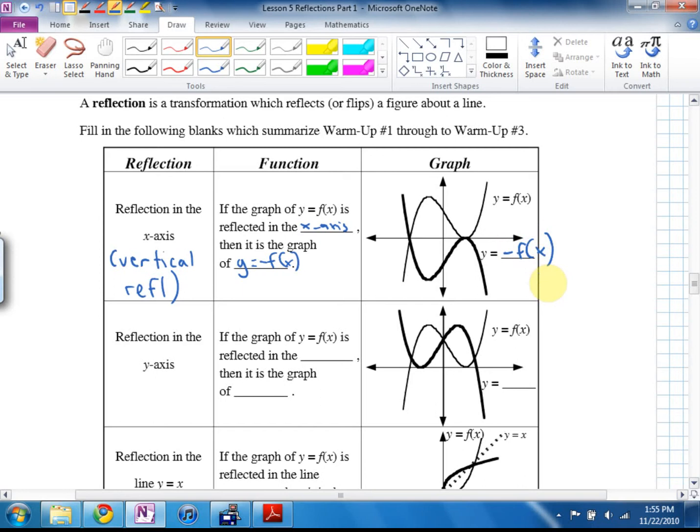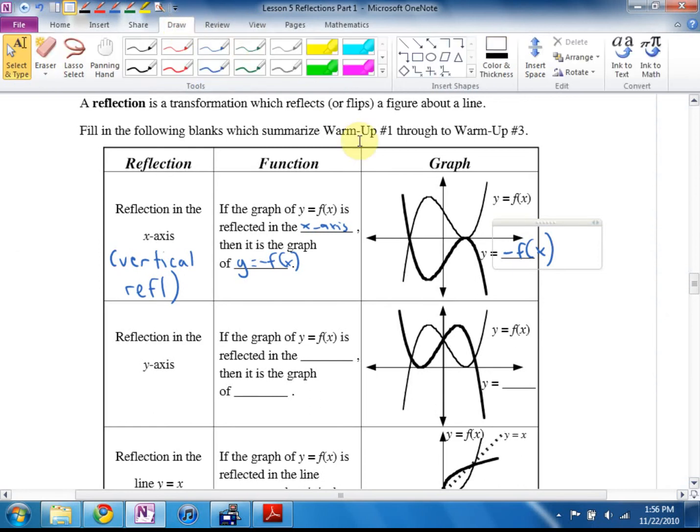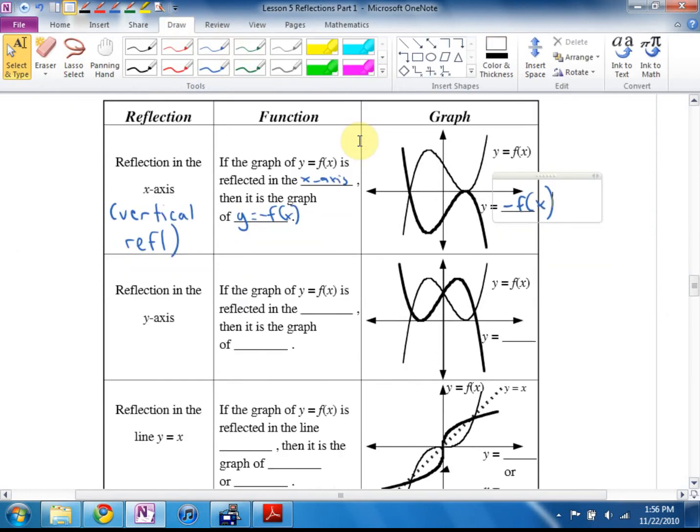What about if we reflect in the y-axis? Now, if I reflect in the y-axis, then Chelsea, we're saying we're holding it here and here and spinning it this way. That's going to cause it to rotate this way. That's horizontal reflection. And I'm going to write that in brackets here. Horizontal reflection.